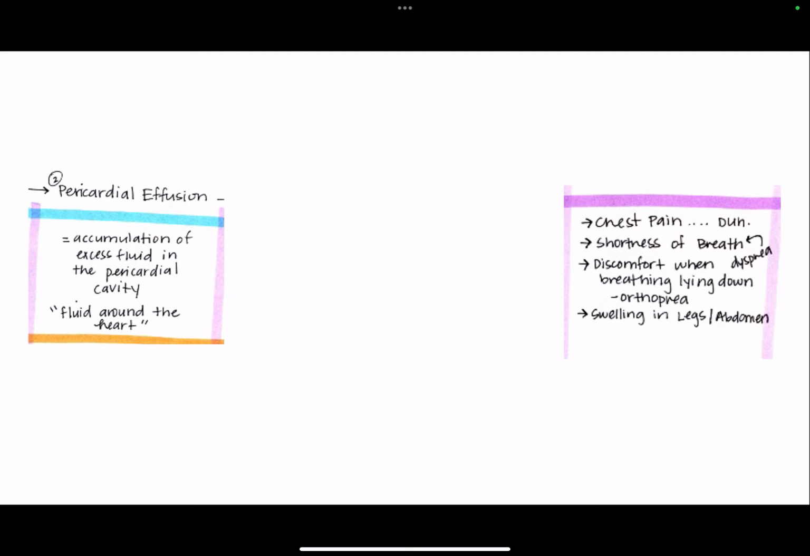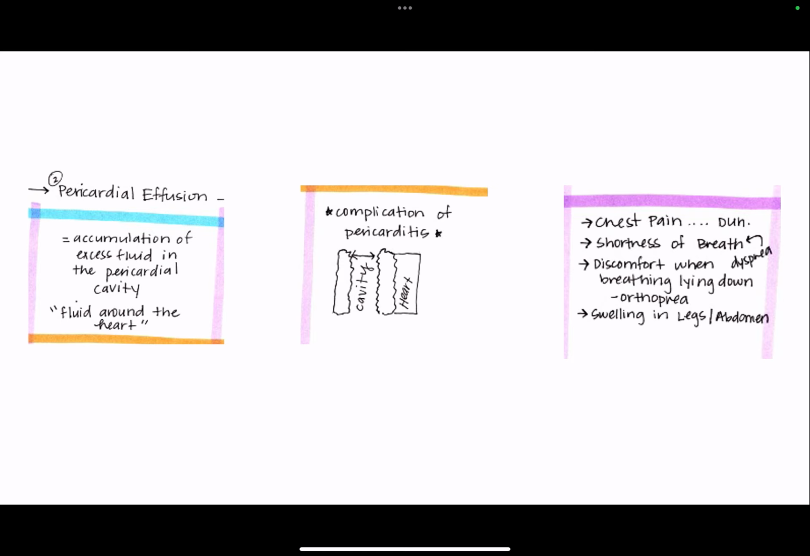So if that pericarditis goes untreated, it can turn into something called pericardial effusion. And this is the accumulation of excess fluid in that pericardial cavity, also sometimes referred to as fluid around the heart. So the cause is the complication of the pericarditis. That pericarditis progressed into pericardial effusion.